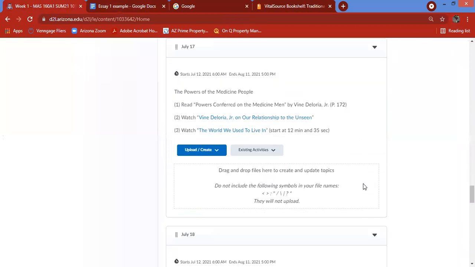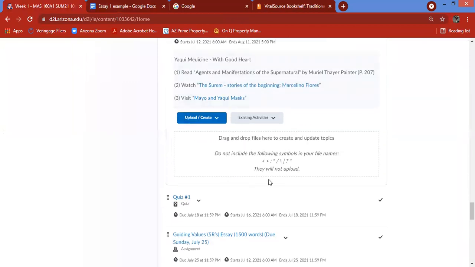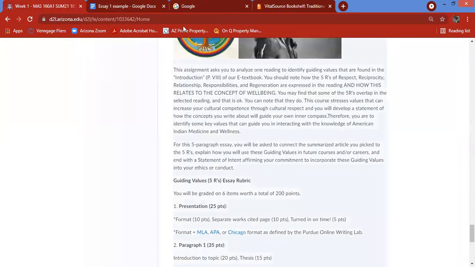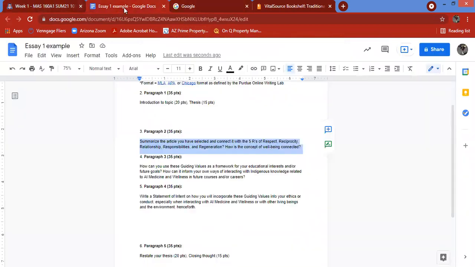I'm going to go ahead and say that you can also cite a movie if you'd like. Just cite one of these sources. So I will update this to say source, and I will do that as soon as I get off of this call after the Zoom meeting. So go ahead and summarize one of the sources you've selected and connect it with one of the guiding values for the American Indian Wellness class that we have going on here.